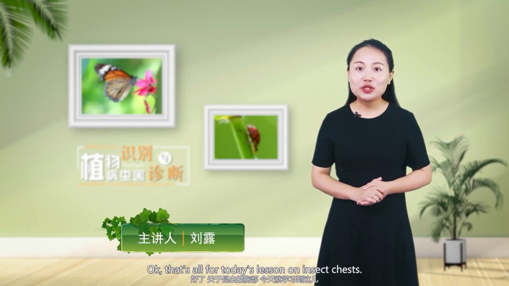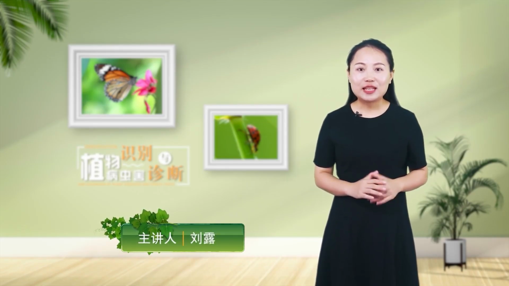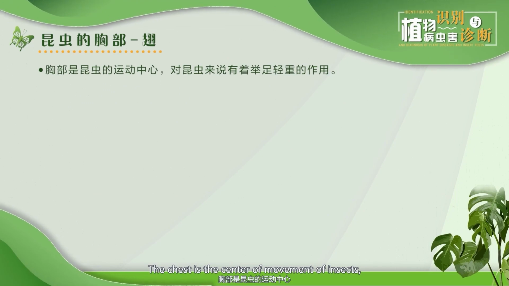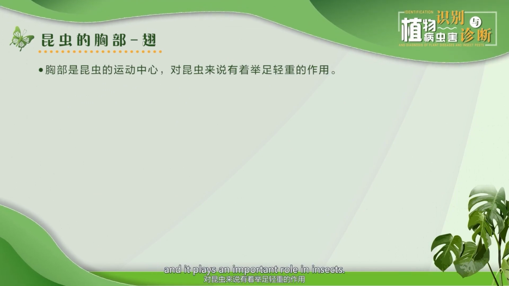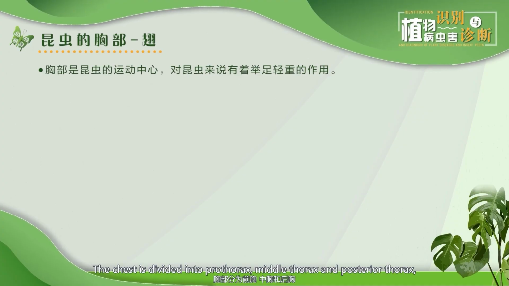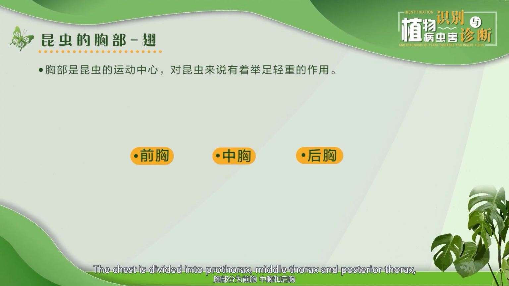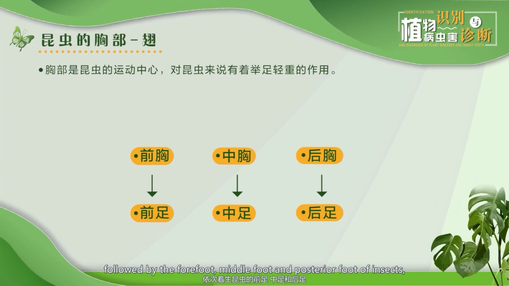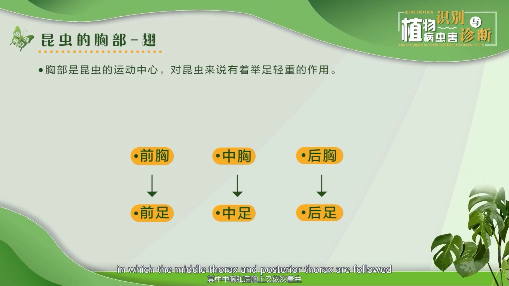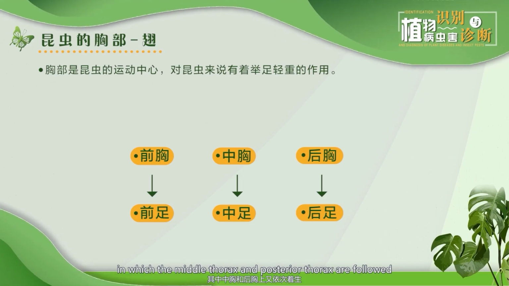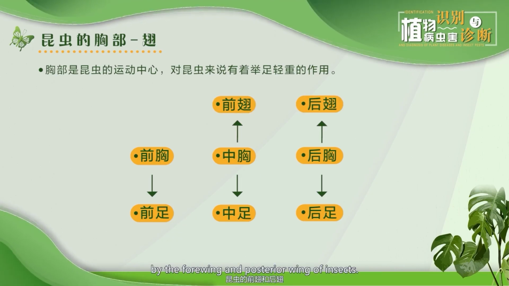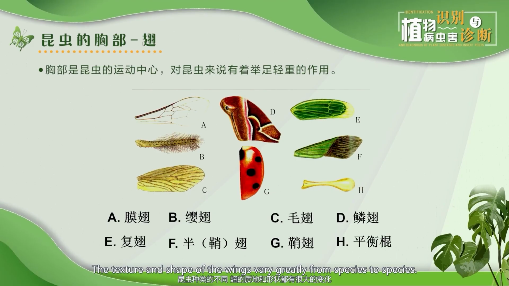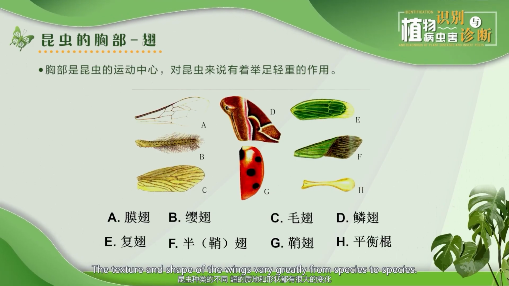Okay, that's all for today's lesson on insect chests. Let's review it again. The chest is the center of movement of insects, and it plays an important role in insects. The chest is divided into prothorax, middle thorax, and posterior thorax, followed by the forefoot, middle foot, and posterior foot of insects, in which the middle thorax and posterior thorax are followed by the forewing and posterior wing of insects. The texture and shape of the wings vary greatly from species to species.